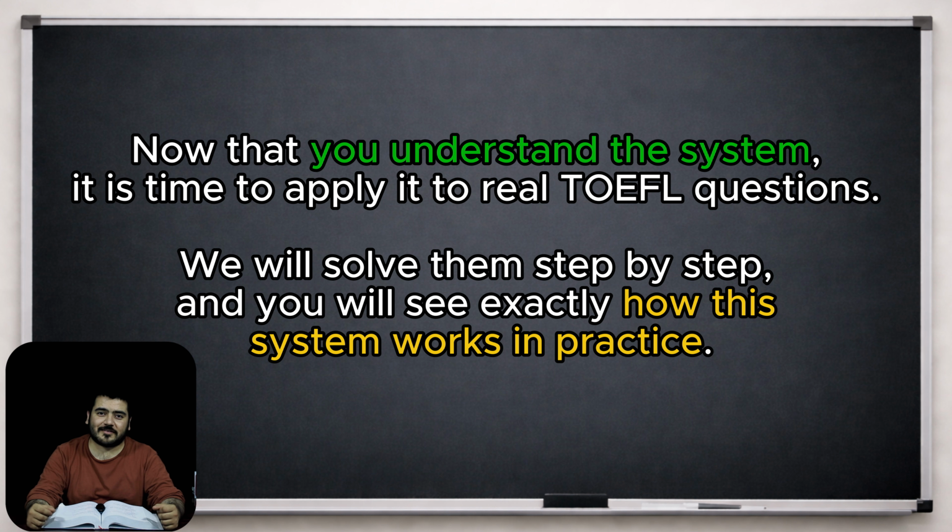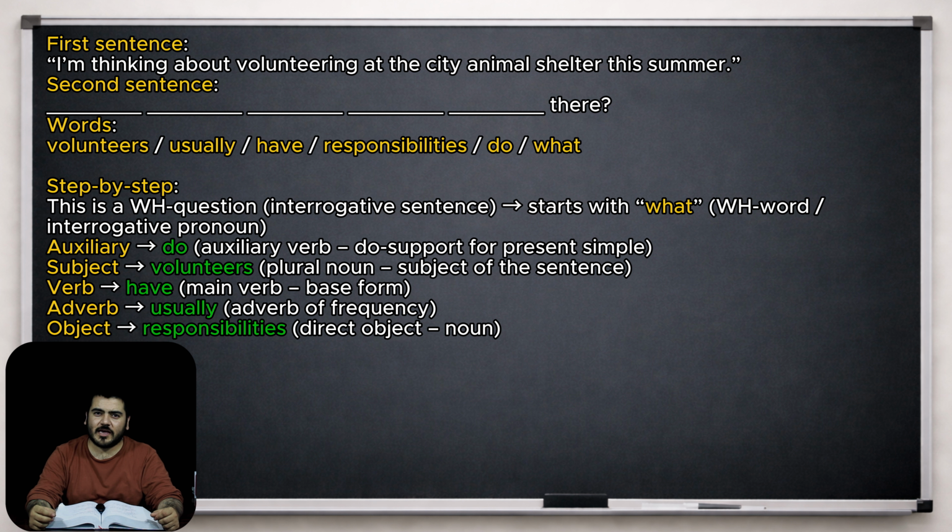Now that you understand the system, it's time to apply it to real TOEFL questions. We'll solve them step by step, and you'll see exactly how this system works in practice. First sentence: I'm thinking about volunteering at the city animal shelter this summer. The second sentence: there are words given. Volunteers, usually, have, responsibilities, do, and what. Let's do it step by step.